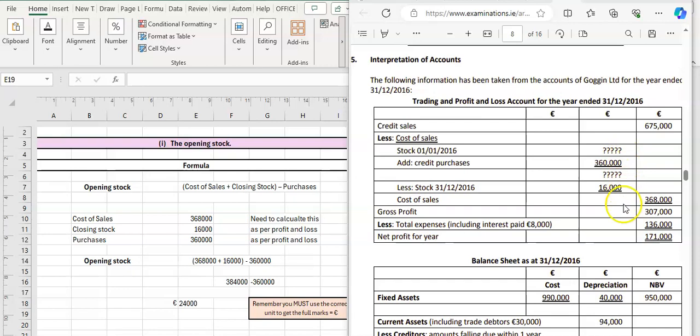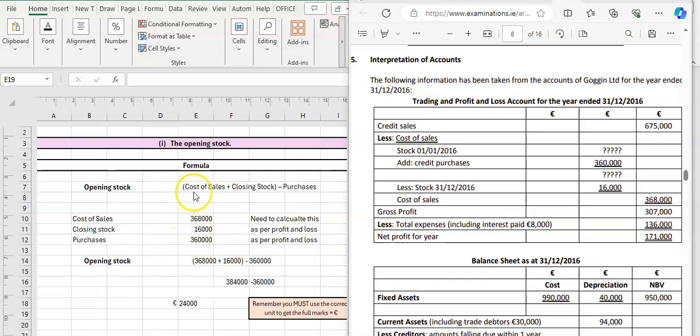So if we're working downwards, we'd add on our credit purchases, take away our closing stock. But because we're working backwards to find our opening stock, we need to add on our stock and take away our credit purchases. So the figures we need here: our cost of sales, which is 368,000; your closing stock, which is 16,000; and your purchases, which is 360,000.